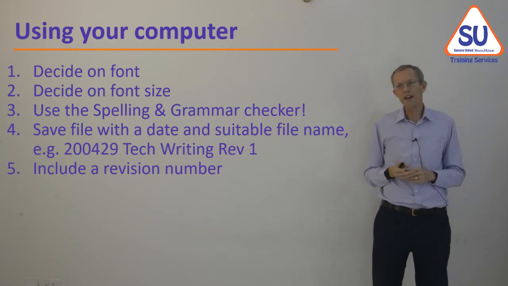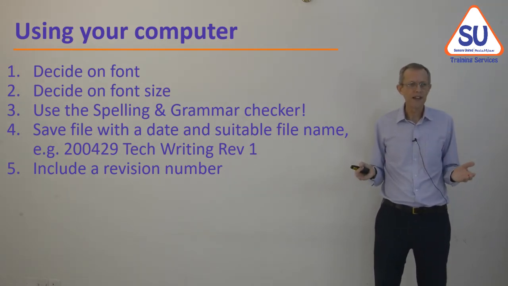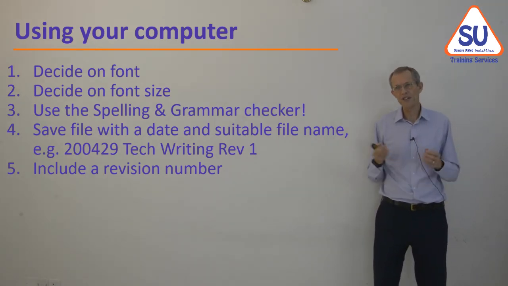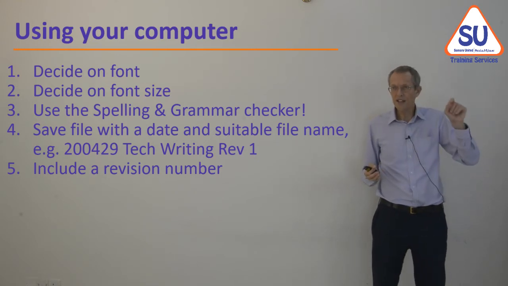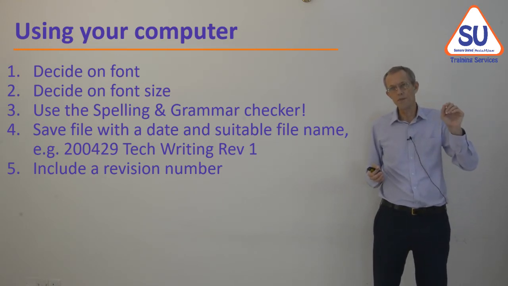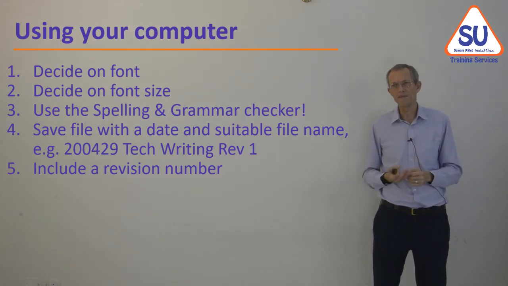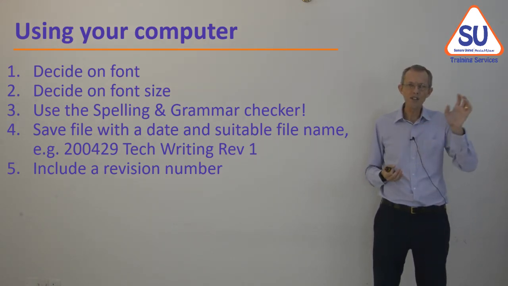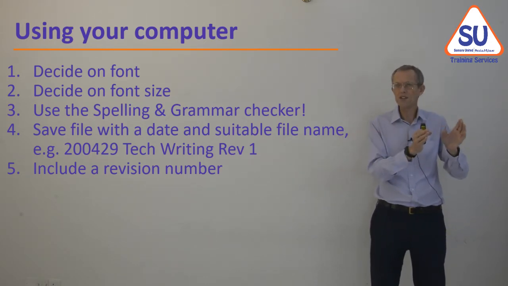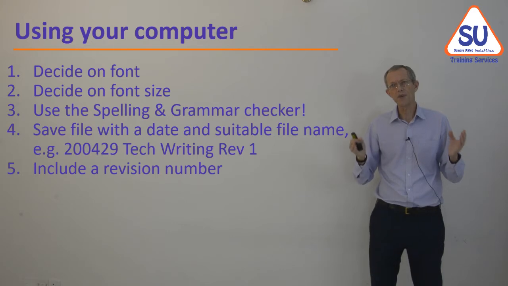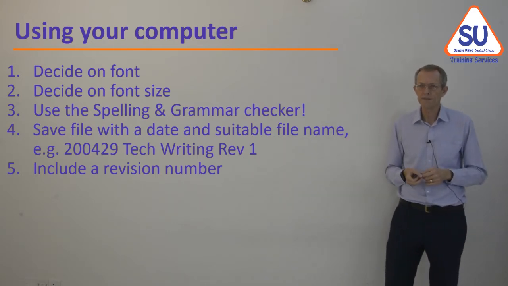Use the spelling and grammar check. It's there to help you. It will take out a lot of your errors and catch a lot of them. If the word is underlined, there's something wrong with it, almost certainly. It might be the spelling, it might be a grammar thing. But look at the computer and see what it's suggesting. If you agree with it, click agree and it will make the change. But please, please, please use the spelling and grammar checker.